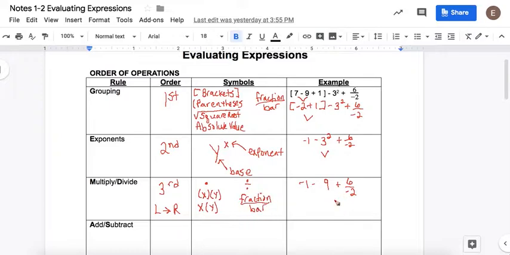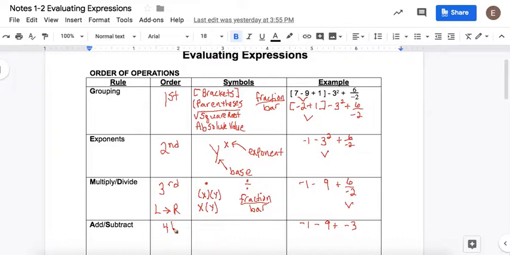And if we continue our example here, this is considered a fraction bar. And I don't see any multiplication. So I'm going to do this division here. So 6 divided by 2 is -3. Bring down your -1 minus 9 plus -3. Okay, so we've taken care of all multiplication and division.